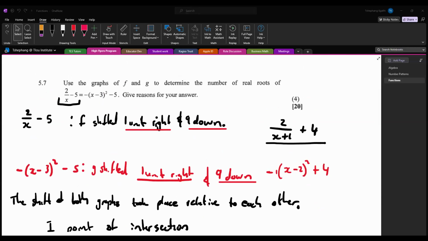Okay, I think there's a question in the chat. Somebody is asking me to repeat. I don't know if they got this right, but I'm just going to explain how we got about the shifting.